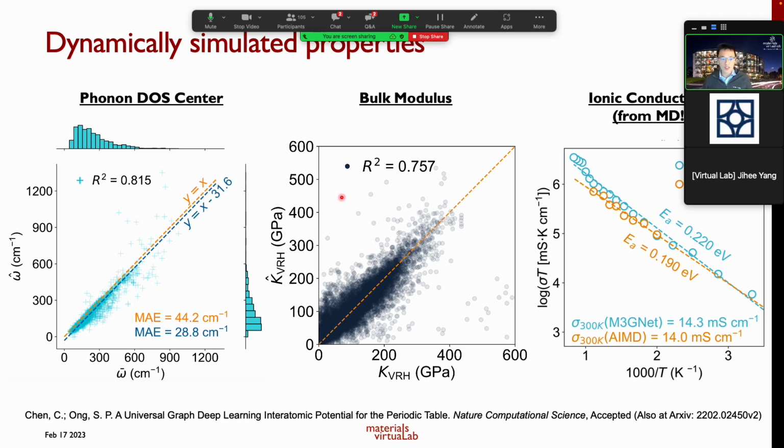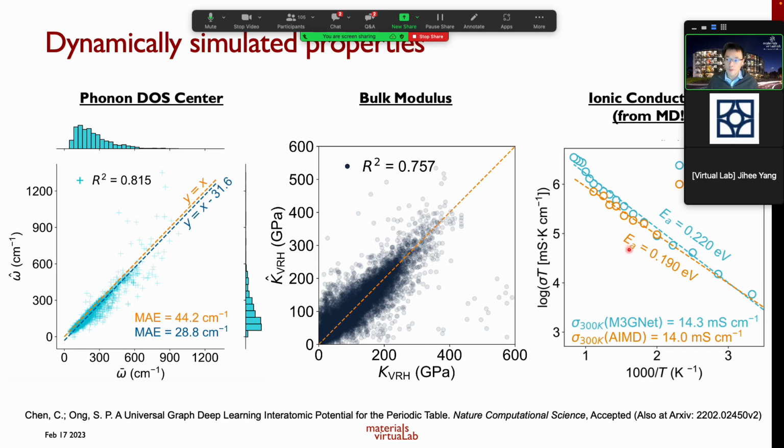So you can even calculate things like the phonon DOS center, okay? You calculate the phonon dispersion, and you look at the center of the phonon DOS, density of states. And what we found was that we can get the center of the phonon density of states to a fairly good accuracy. We can simulate things like the bulk modulus, okay, just from finite displacements. And we also can get the bulk modulus to very good accuracy.